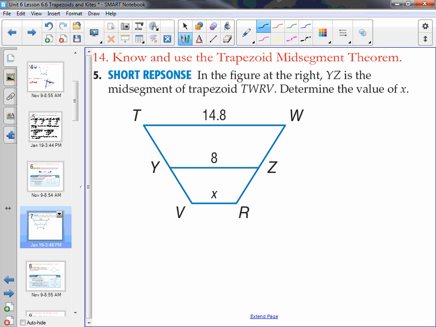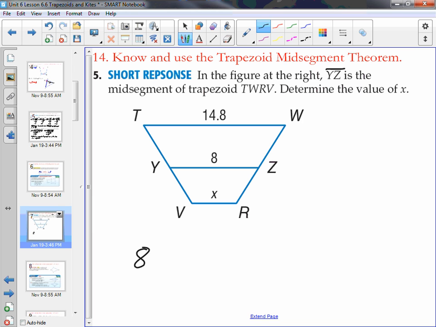the length of segment YZ is the mid-segment of trapezoid TWRV. In fact, it has the segment thing in the book. Determine the value of X. All right, now, the length of the mid-segment is found by taking 1/2 the sum of the lengths of the bases. So here's the equation.